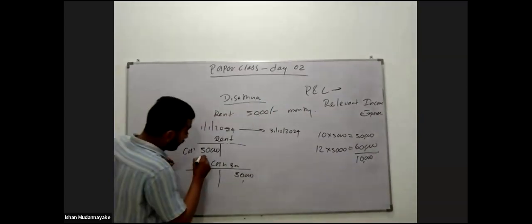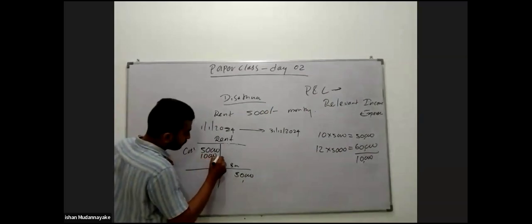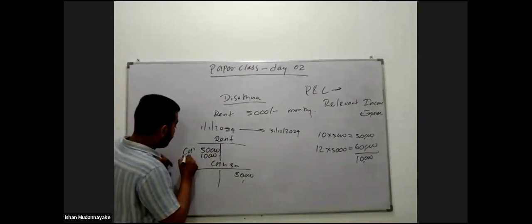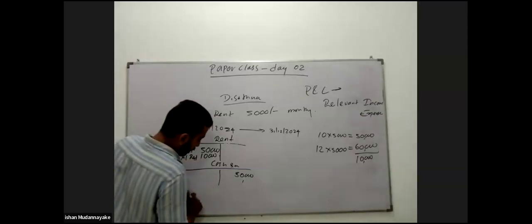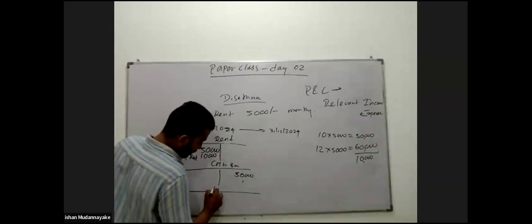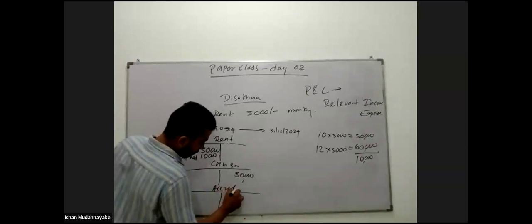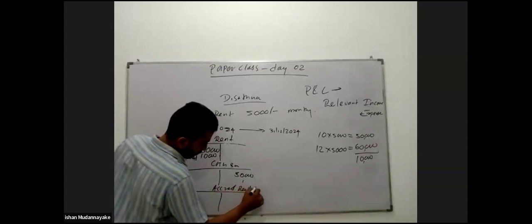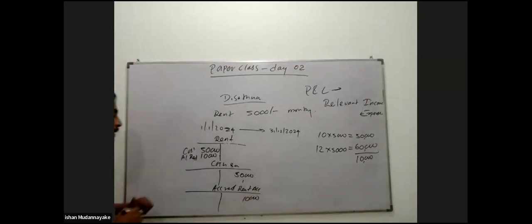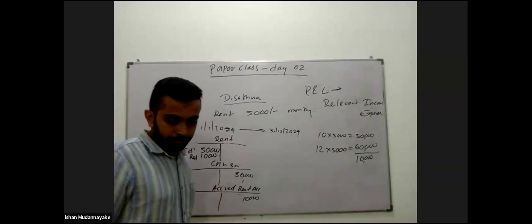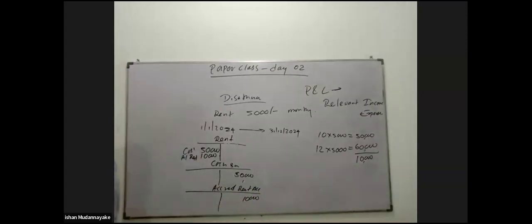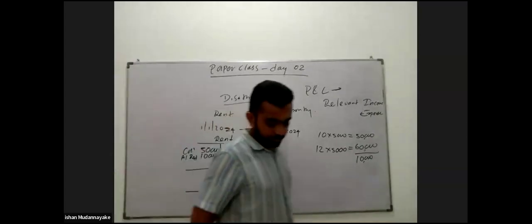Rent expense account debit 10,000, and then accrued rent account credit 10,000. This 10,000 is payable, a liability of the business. Rent account debit 10,000, accrued rent account credit 10,000. A liability of the business.